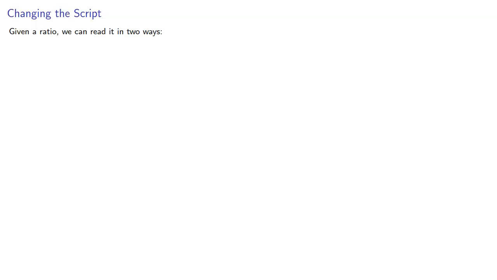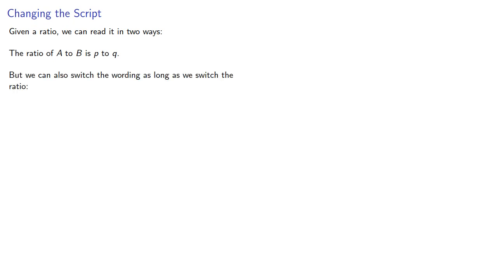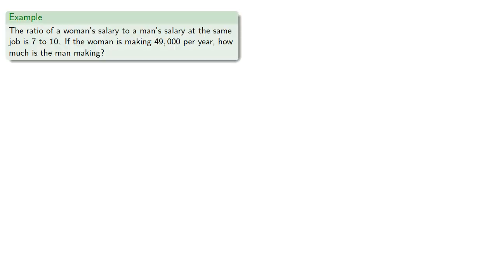Given a ratio, we can read it in two ways. The ratio of A to B is P to Q, but we can also switch the wording as long as we switch the ratios. The ratio of B to A is Q to P. This can lead to a useful simplification. The ratio of a woman's salary to a man's salary at the same job is 7 to 10. If the woman is making $49,000 a year, how much is the man making?